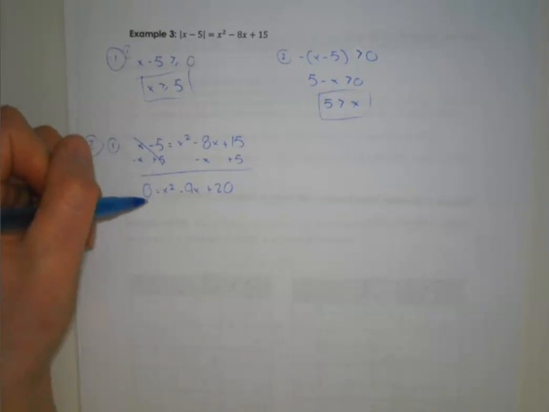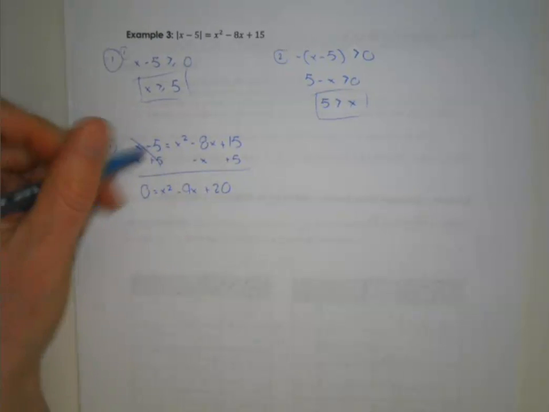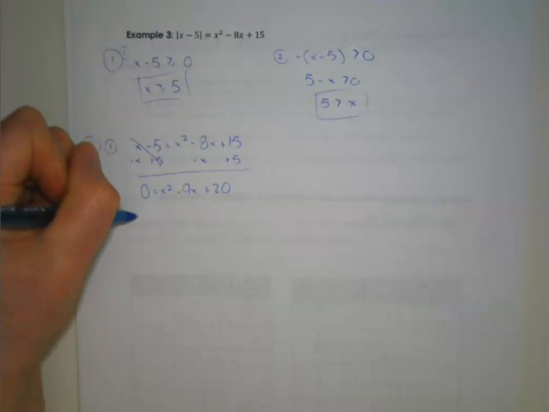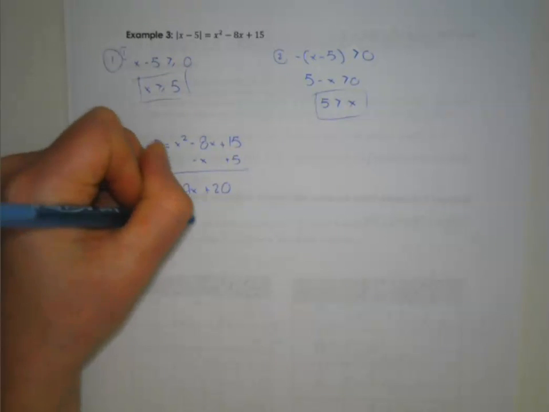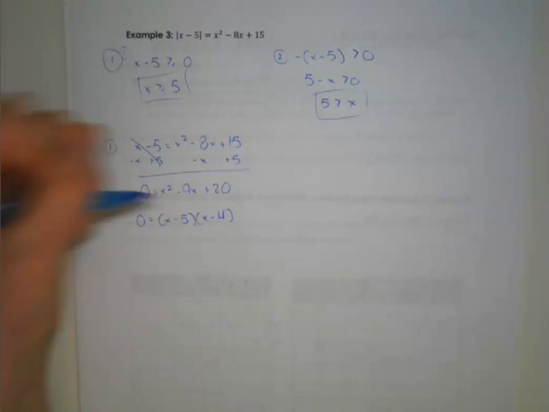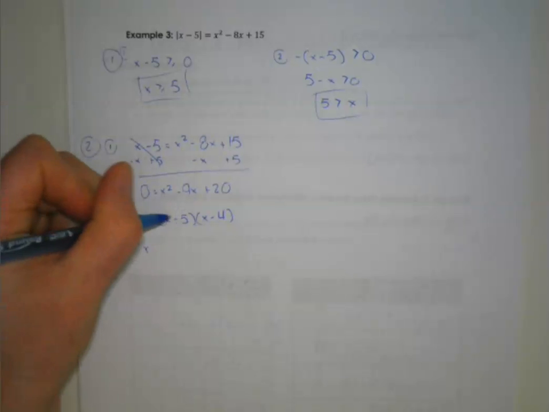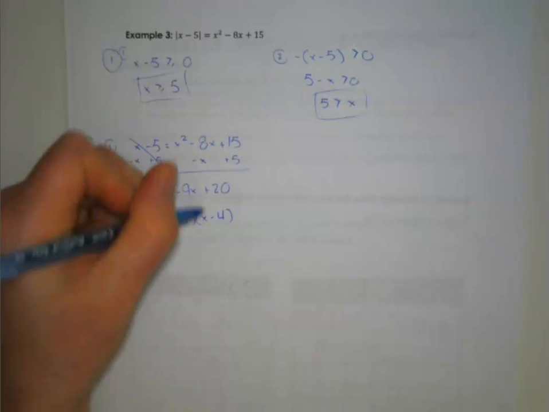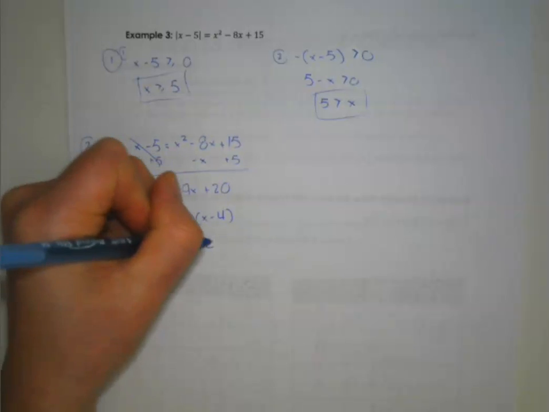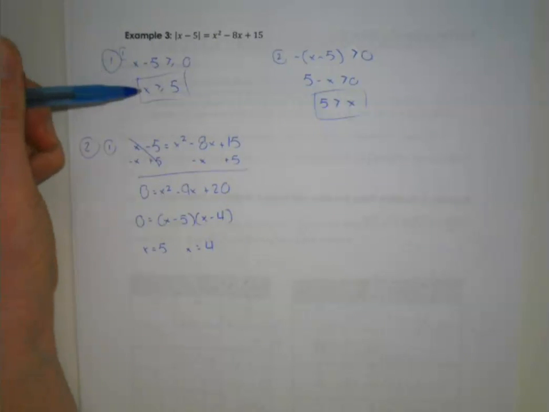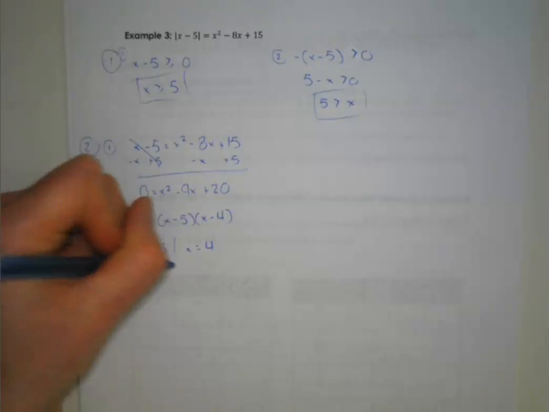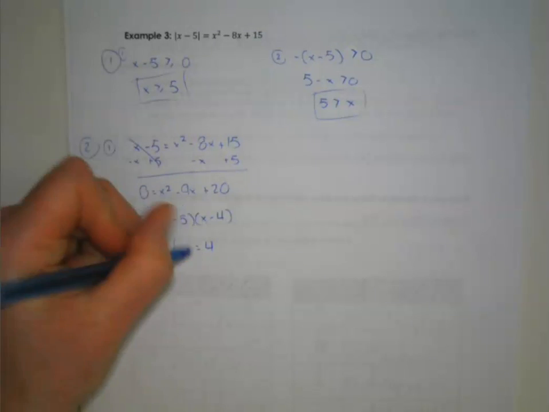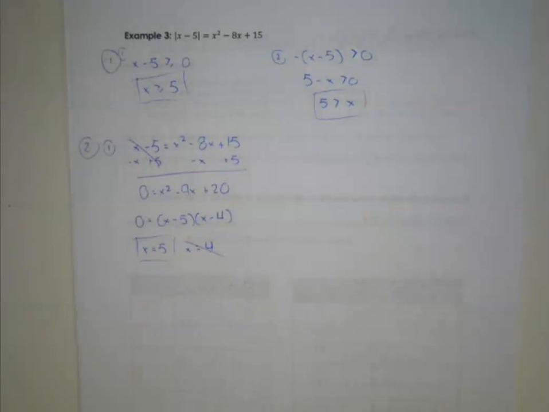If we want to factor that, we need numbers that multiply to positive 20 and add to negative 9. So that would be 5 and 4, and they have to both be negative. So we'd say 0 is equal to x minus 5, x minus 4. And so our values for x then would be positive 5 here and positive 4 here. If we check it against our restriction, it says x has to be greater than or equal to 5. So if x is equal to 5, that one is good. But 4 is not greater than or equal to 5, so this would be an extraneous solution. Okay.